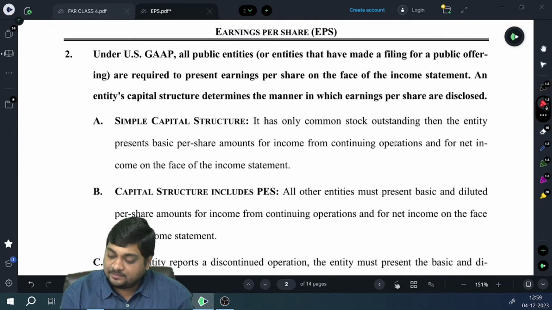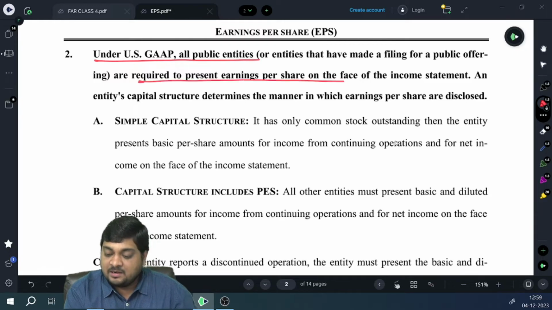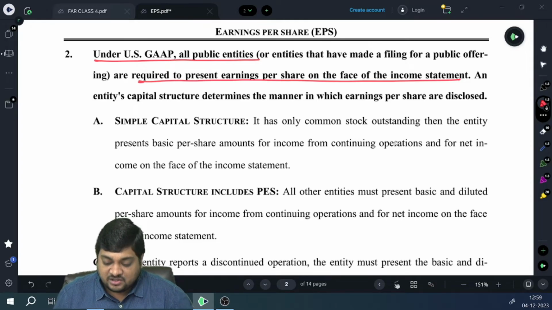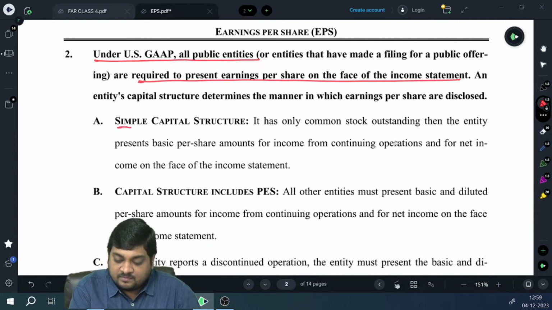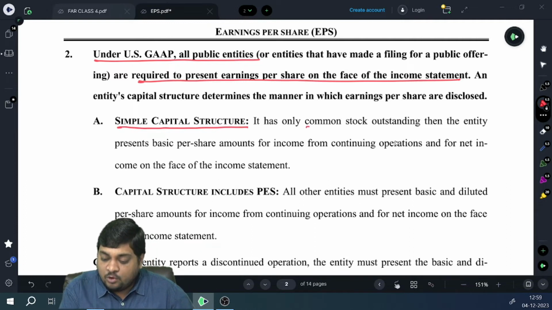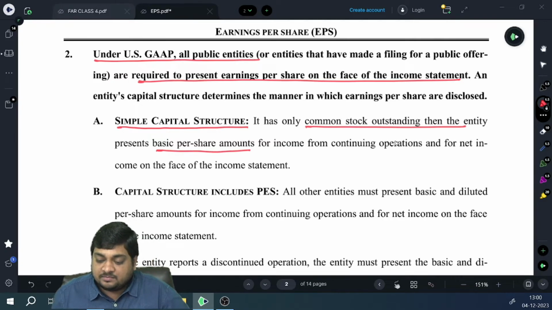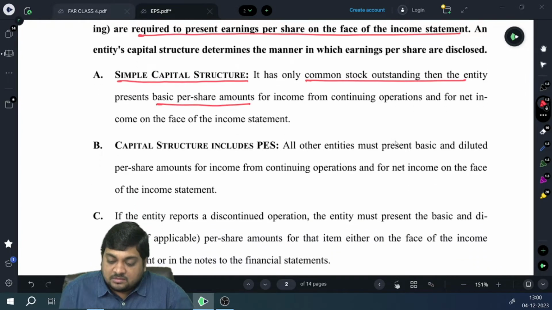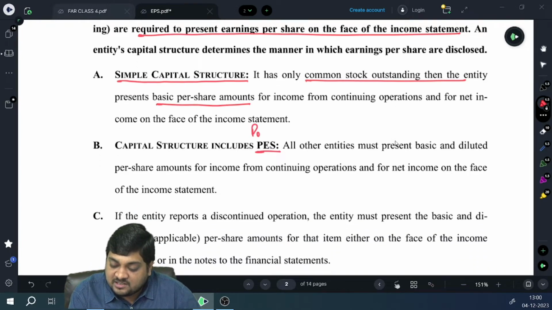So this is given in our notes. Just quickly underline. Under US GAAP, all public entities are required to present earning per share on the face of income statement. So it depends, you have simple capital structure or complex capital structure. In case of simple capital structure, only common stock outstanding, you need to consider basic earning per share, and for this is potential equity shares.